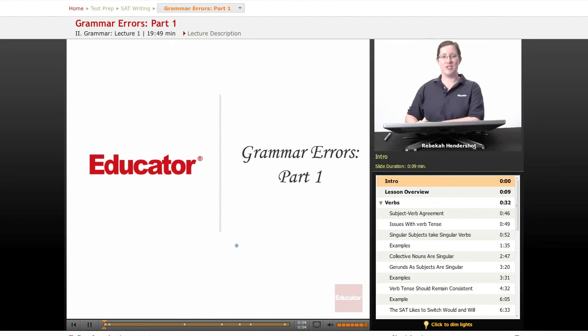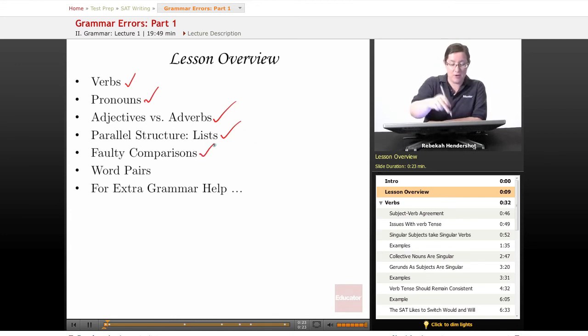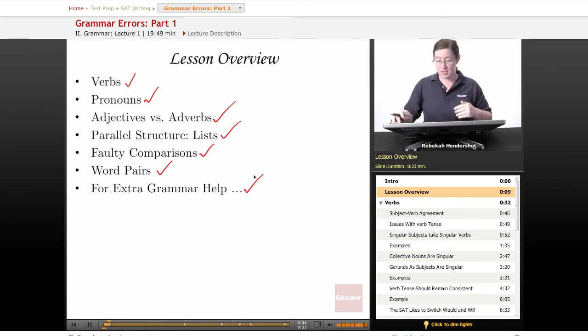This lesson is the first in our series on commonly tested SAT grammatical errors. Let's get started. All right, we're going to begin with a brief lesson overview. We're going to talk about common errors associated with verbs, with pronouns, with confusing adjectives and adverbs. We're going to talk about parallel structure as it applies to lists. We're going to talk about faulty comparisons. We're going to talk about word pairs. And finally, we're going to talk about a couple places you can go for extra grammar help beyond this course.